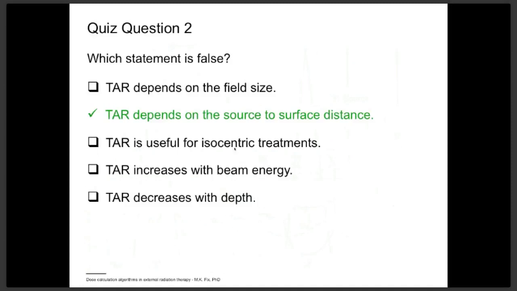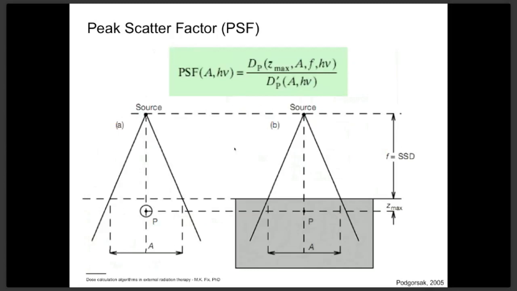So another parameter which has a special meaning is the so-called peak scatter factor. And this is just the tissue-air ratio defined at the depth of dose maximum, so that's at the depth d_max. And then again, it's the dose at point P in water divided by the dose at point P in air. And this provides some special features.